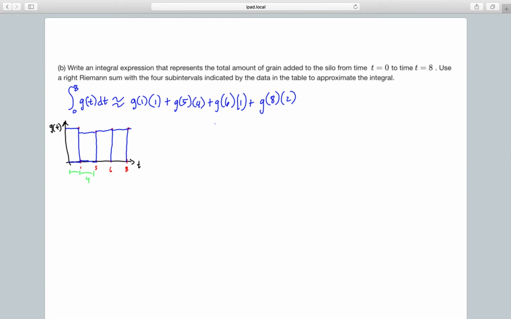You're going to end up with g of 1 is 15.1 times 1 plus 20.5 times 4 plus g of 6 is 18.3 times 1 plus 22.7 times 2. Pop that in your calculator, and we're going to get about 160.8 for our final answer.